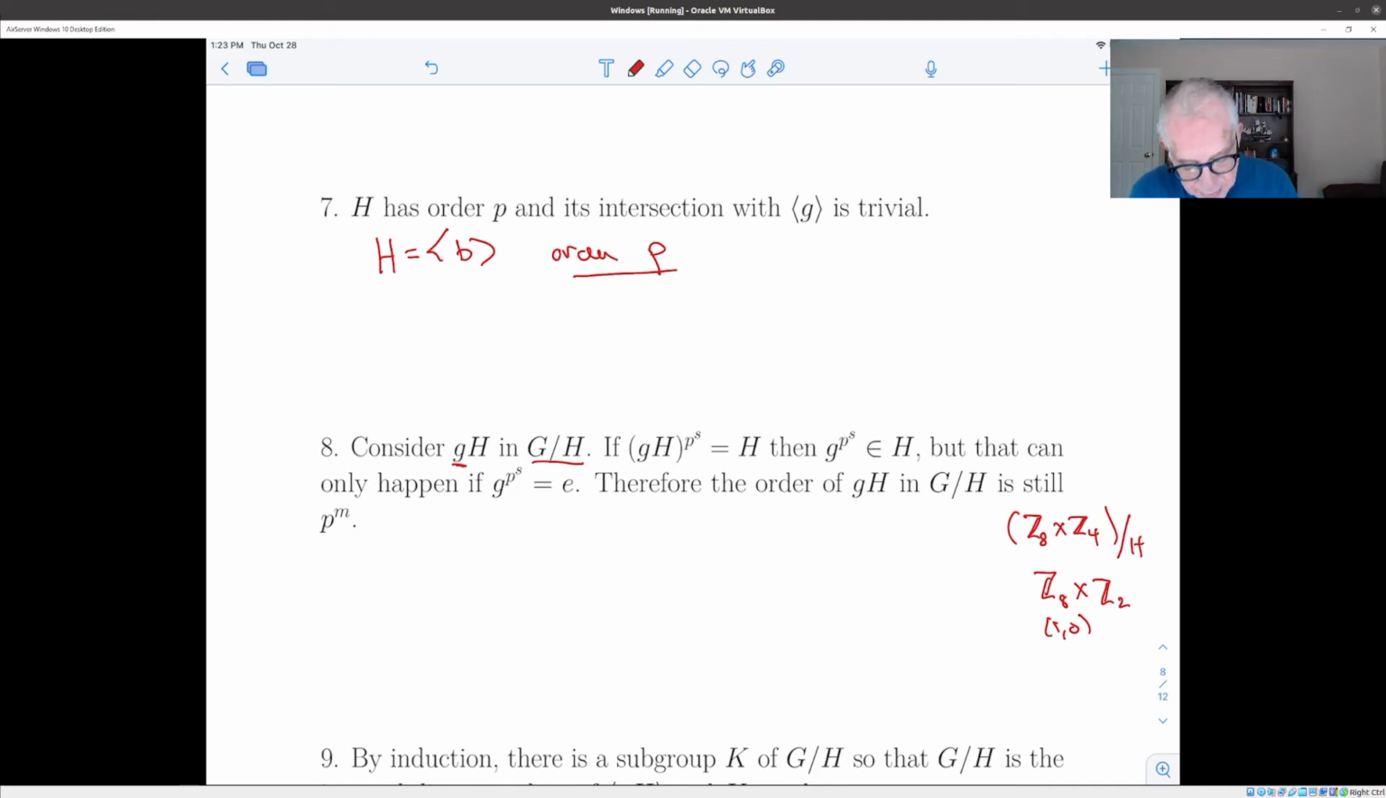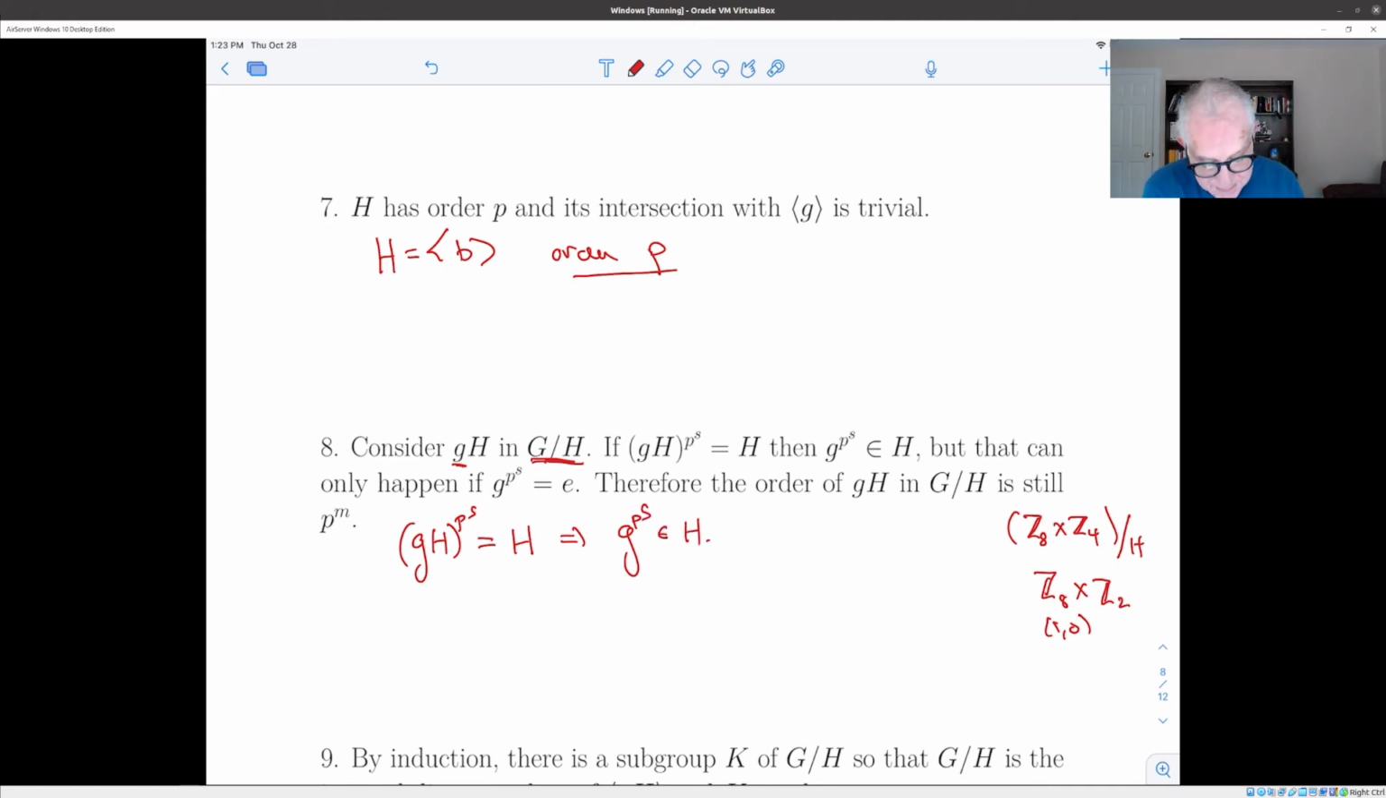And that's true in general, because let's compute here. Suppose we know that G has order a power of P, so GH must have order some power of P. I mean, the order of G mod H is still a power of P, so every coset has order a power of P. If GH to the P to the S is H in the factor group, that means that G to the P to the S is in H.